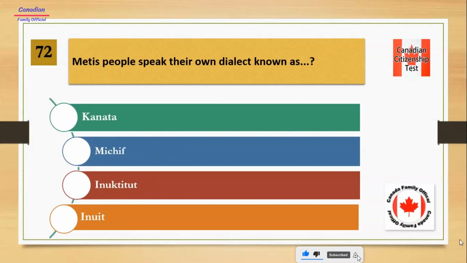Métis people speak their own dialect known as Number 1 Kannada. Number 2 Michif. Number 3 Inuktitut. Number 4 Inuit. And the answer is Michif.